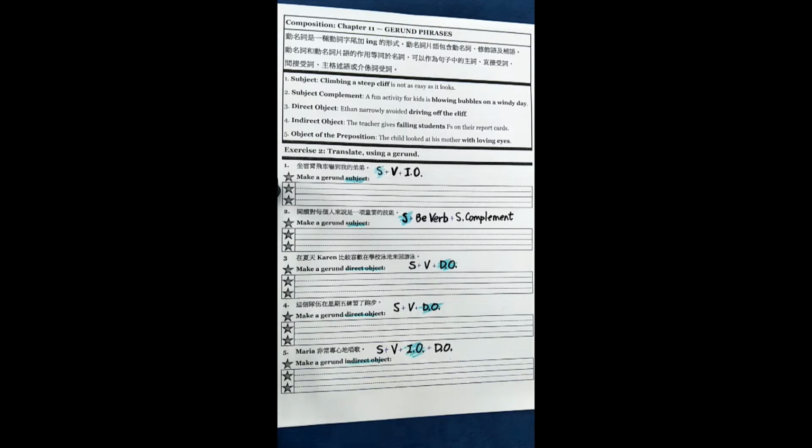Number 3, subject plus verb plus direct object. Color the direct object. The gerund is going to be the direct object. 4, subject plus verb plus direct object. Color the direct object. The gerund is going to be the direct object. 5, subject plus verb plus indirect object plus direct object. Color the indirect object. That will be a gerund.